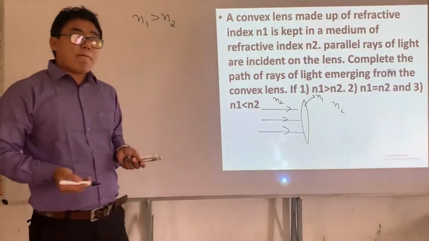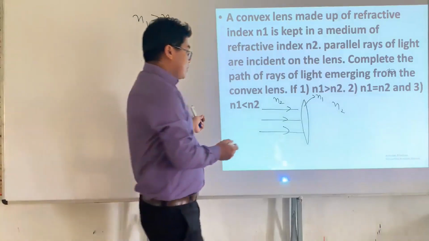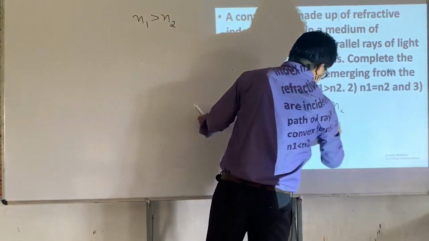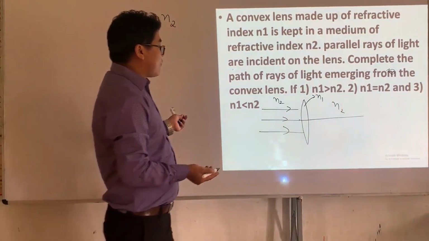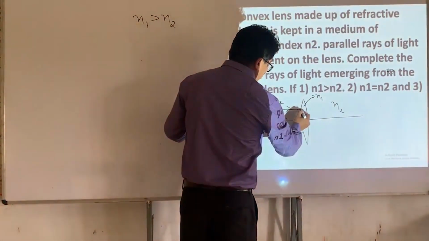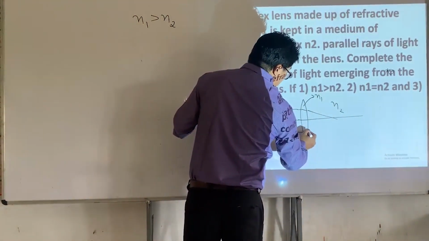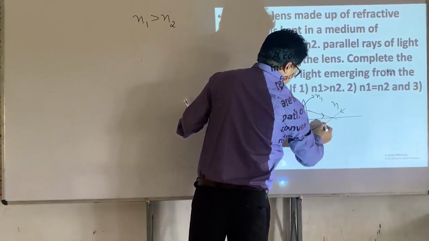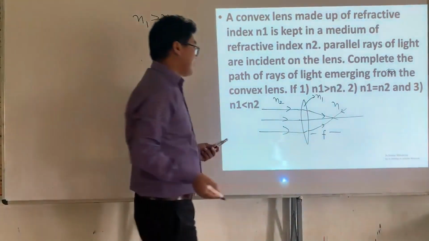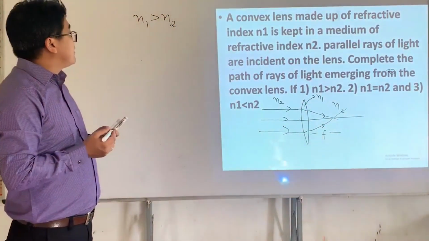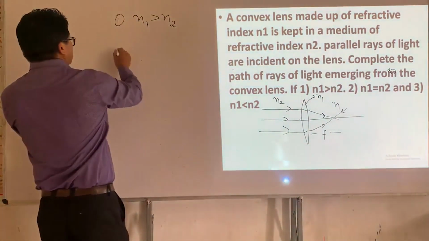So now you are asked to complete a ray diagram, right? So therefore, this is the principal axis. So this is converging, right? Why? Because rays bend towards the normal, away from the normal, then towards the normal, away from the normal. So this is the first ray, and this is going to be the focal length. This is the first ray diagram.